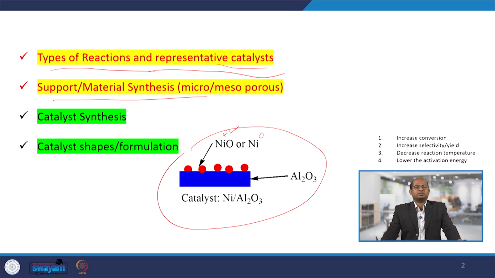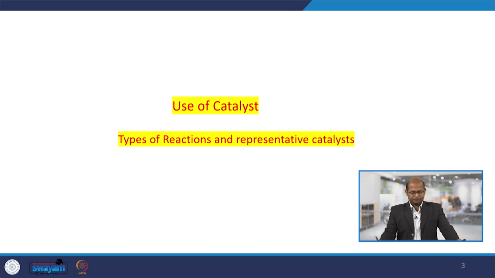In some reactions nickel in the zero oxidation state is very active, and that is required for that particular reaction. In other reactions nickel oxide in the +2 oxidation state, nickel in alumina, is effective and good as a catalyst. Okay.